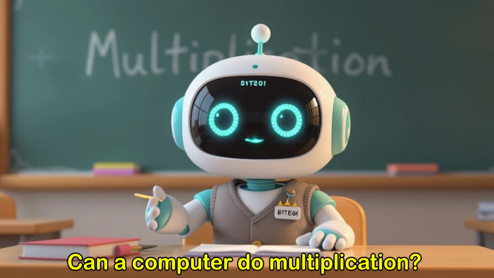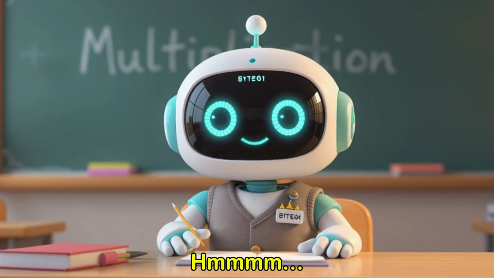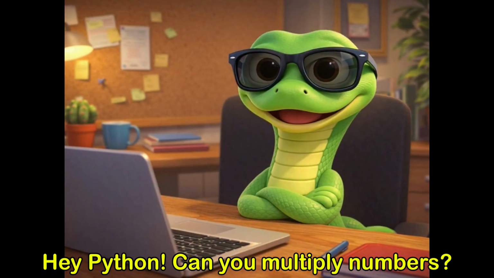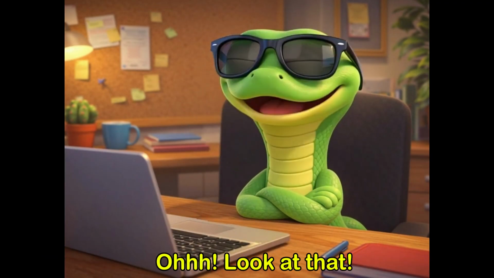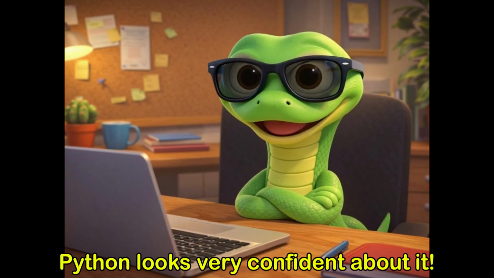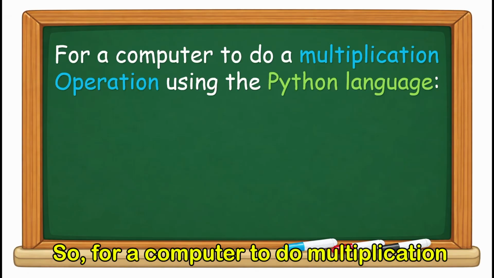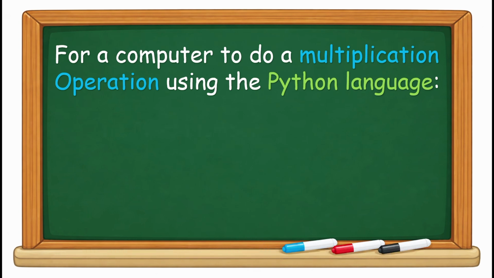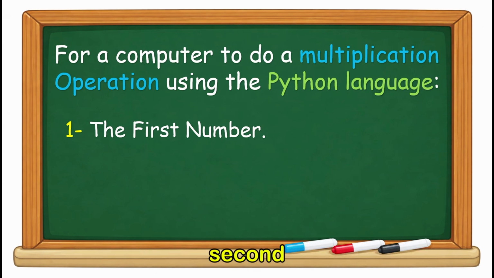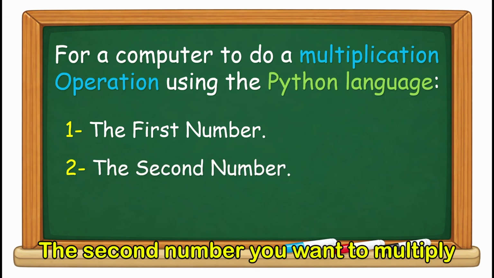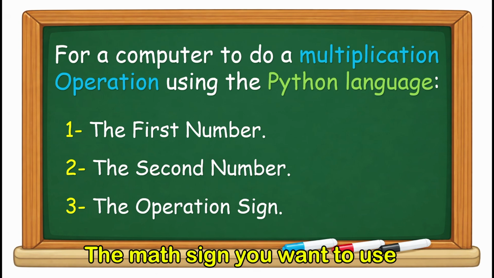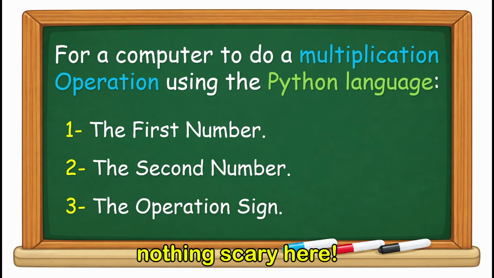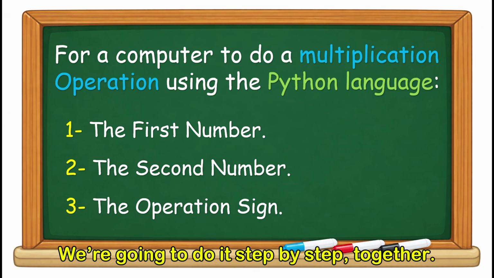Now, can a computer do multiplication? Let's ask Python. Hey Python, can you multiply numbers? Oh, look at that. Python looks very confident about it. All right, so for a computer to do multiplication using Python, it needs 3 simple things. First, the first number you want to multiply. Second, the second number you want to multiply. And third, the math sign you want to use, the multiplication sign. And don't worry, nothing scary here. We're going to do it step by step together.